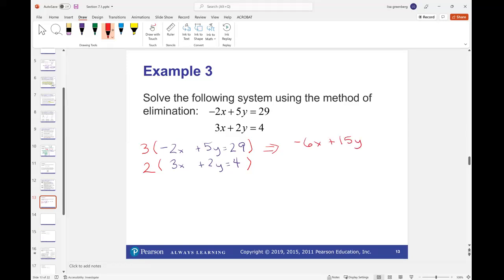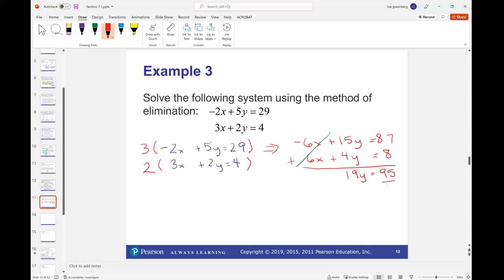I'm just multiplying everything by 3, including the 29. So that would be 87. Yeah, I don't think I made a mistake. And here we have 6x plus 4y equals 8, right? Because I'm multiplying each one of these by 2. And now when I add these two equations together, notice I've eliminated the x. And what I get is 19y is equal to 95.